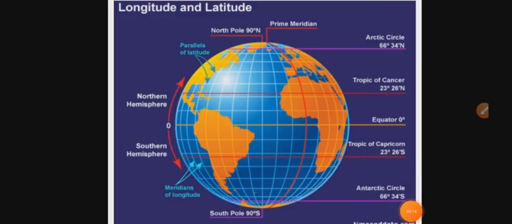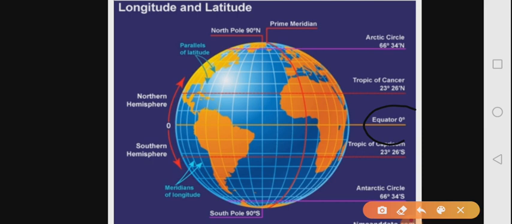The equator is an imaginary circle around the earth. The equator divides our earth into two equal parts. The upper part is called the northern hemisphere and the lower part is called the southern hemisphere. This is a picture of the longitude and latitude. Look at this picture. At 0 degrees there is the equator, and if you look at this diagram carefully, you will find that this line is dividing our earth into two equal parts. The upper part forms the northern hemisphere and the second part makes the southern hemisphere.